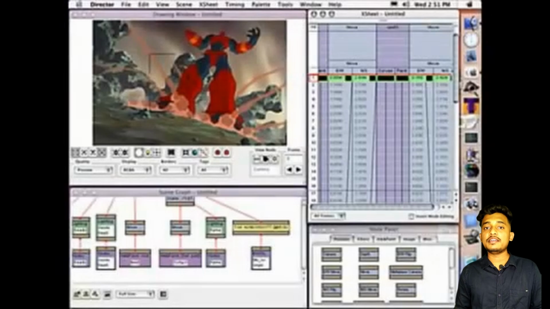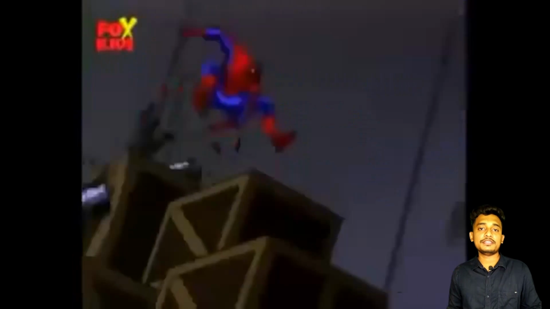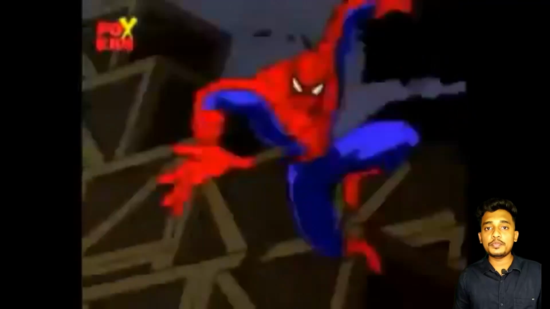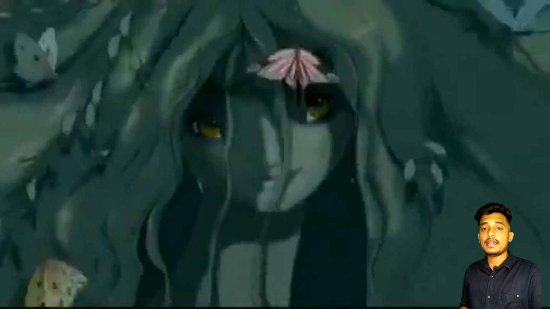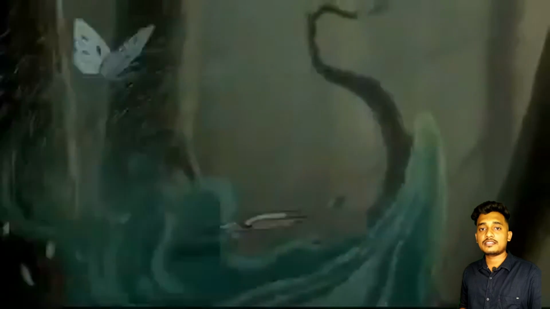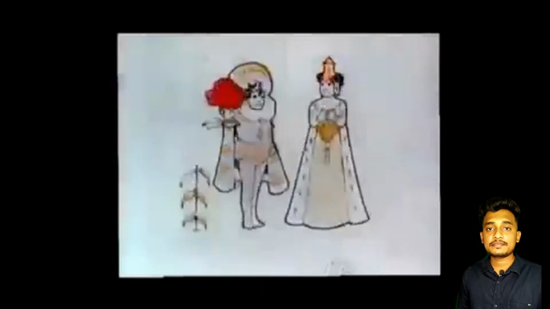So that's the history of hand-painted cels and their evolution. I hope you found this helpful in understanding why cel animation is such an important part of animation history.